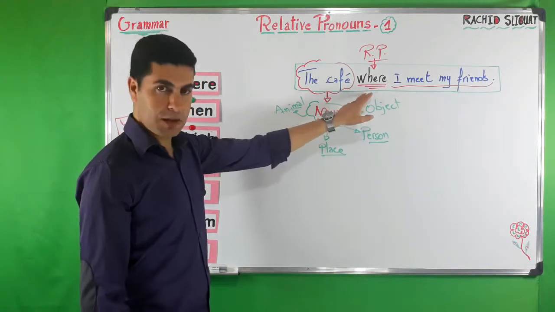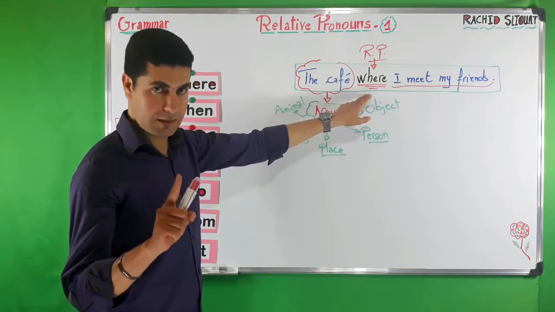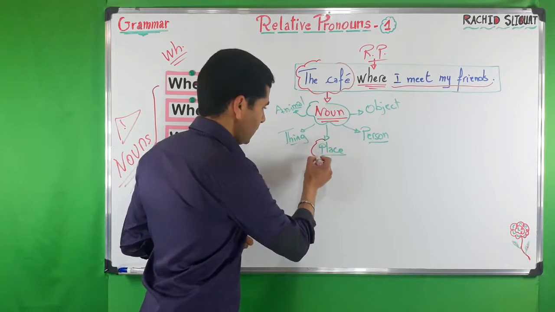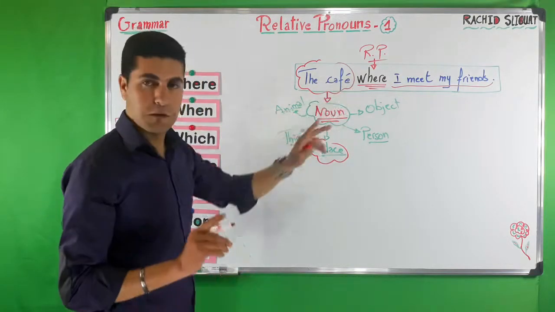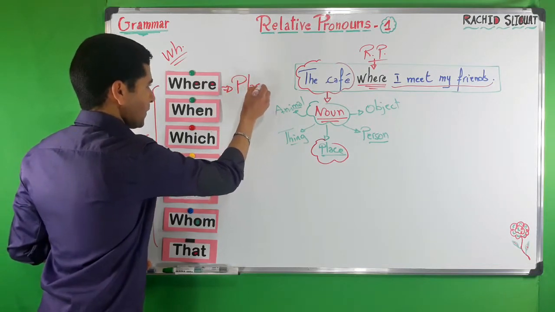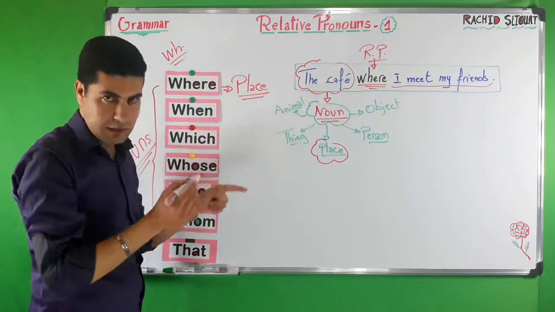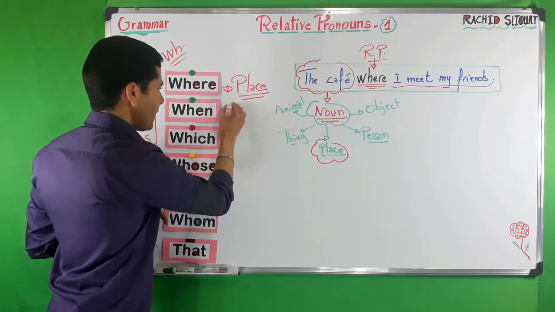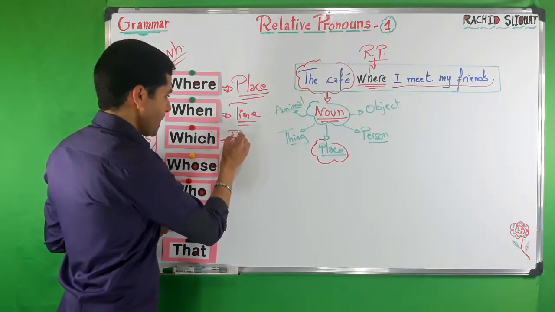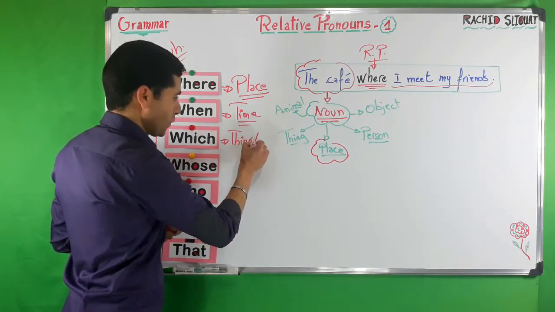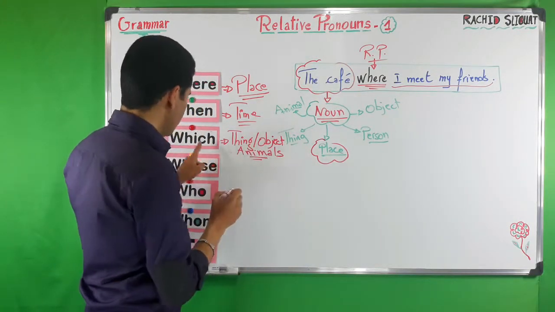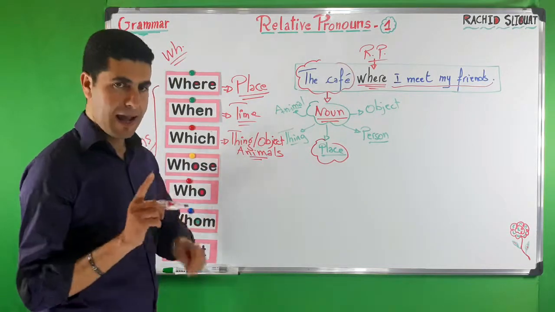So here, the cafe where, very simply, because the cafe is a place. So where is for a place. Now we have when, which is for time. Which is for things, objects, or even animals.